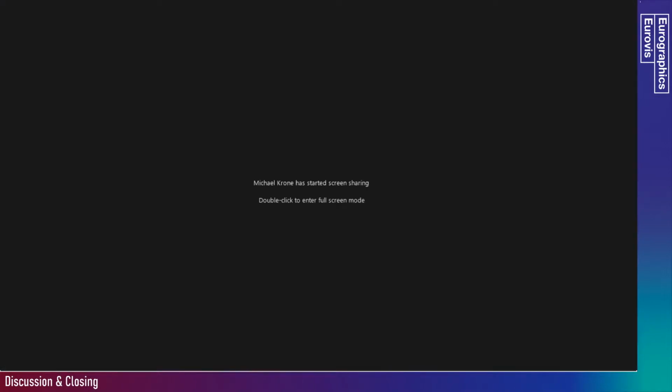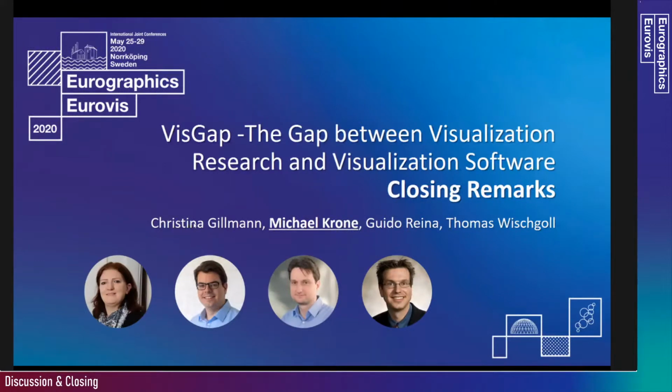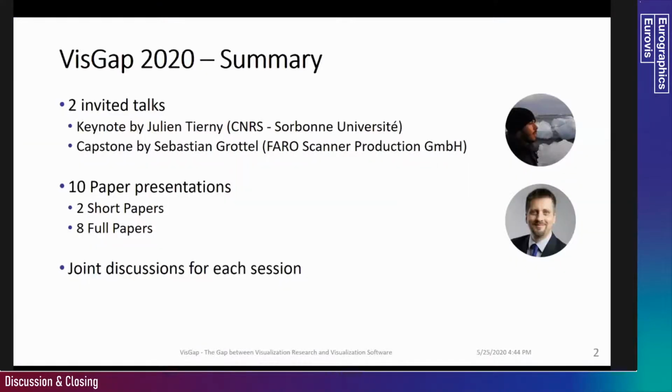Yeah, thank you. So it's my turn to conclude this exciting workshop. And we have prepared a couple of slides for this. Okay. So, yeah, the full day workshop is over. My name, as Guido just said, is Michael Krone. And on behalf of all my co-organizers, let me quickly summarize what VISGAP 2020 was about, what was happening here. So we had 2 very insightful and, I think, exciting invited talks here. The keynote by Julian in the morning, and the Capstone by Sebastian just now.